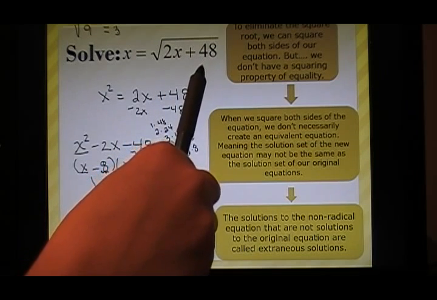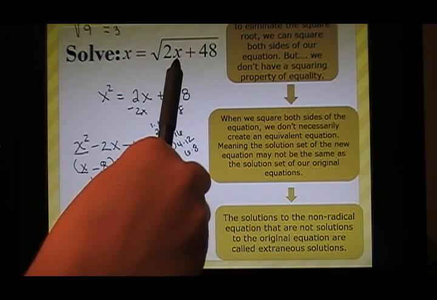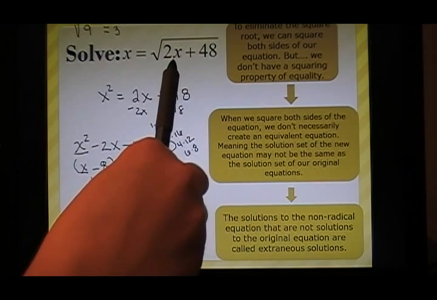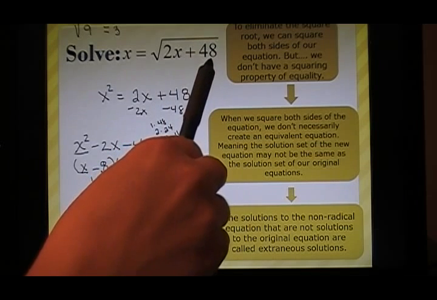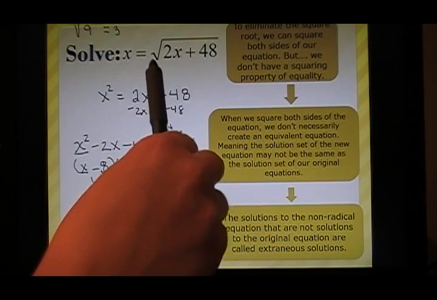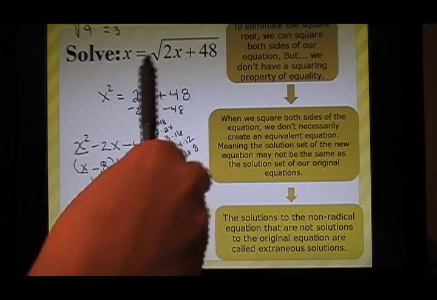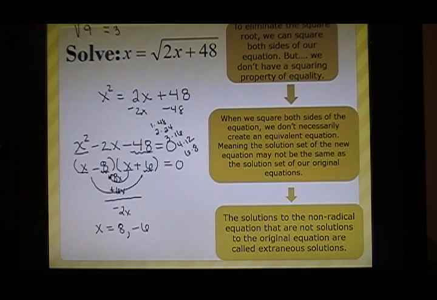When you check it, 2 times 8 is 64. I'm sorry, 2 times 8 is 16. 16 plus 48 is 64. And the square root of 64 is 8. Right? We get this true statement. We have 8 is the positive root of 64, right? And that is true, which means 8 is a solution.